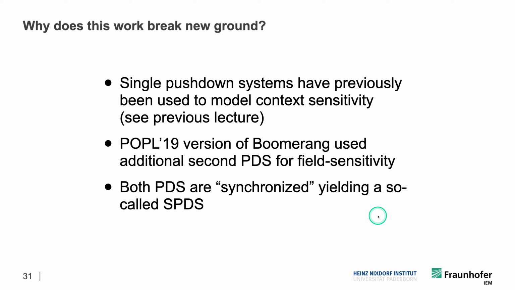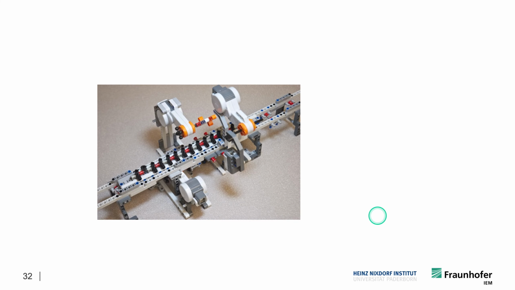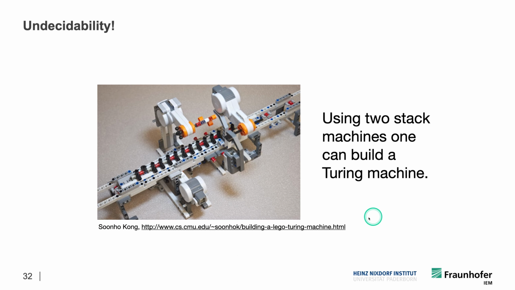But the thing is, if you use two pushdown systems, then normally you get something that looks like this. What is this? Have you seen this before? If not, I encourage you to take a look at this link. This is actually a Turing machine built out of Lego. Because using two stack machines, two pushdown systems, one can actually build a Turing machine. This has been proven a long time ago. And in essence, this means that whenever you have two pushdown systems in combination and you let them arbitrarily interact, then you get something that is Turing complete, and therefore it's undecidable.